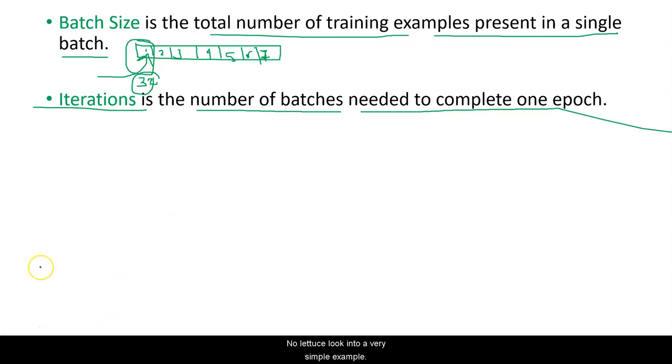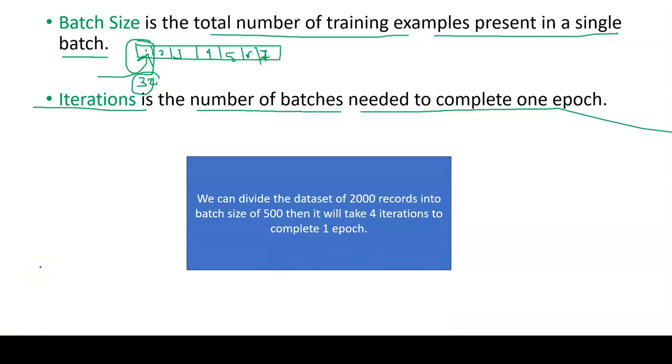Now let us look into a very simple example. Suppose that you have 2000 records in your training data set, then one way to divide that data set is to have a batch size of 500. So if I have a batch size of 500, that means I will need 4 iterations to complete one epoch.